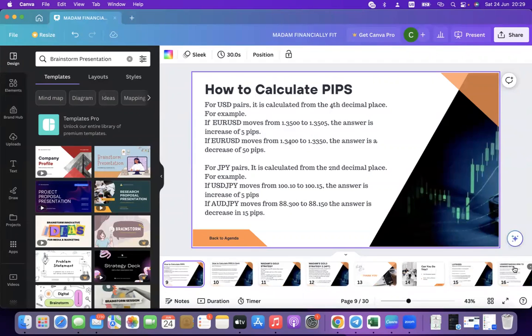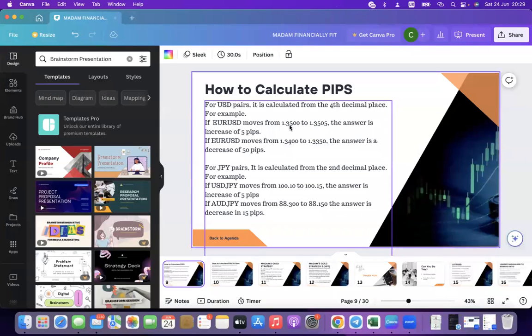So for USD pairs, I'm talking about the normal assets like the GU, you have the AU. GU is GBPUSD, which is Great British Pound against the US dollar. We have the EU, which is an example here. Now imagine you have the EU. We have AU, so many of them, all the ones that have USD in the pairs. This is how to calculate the pips. You calculate it from the 4th decimal place.